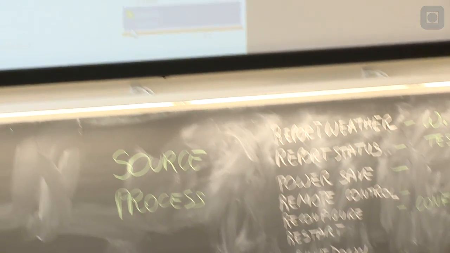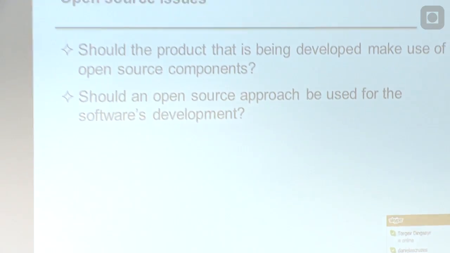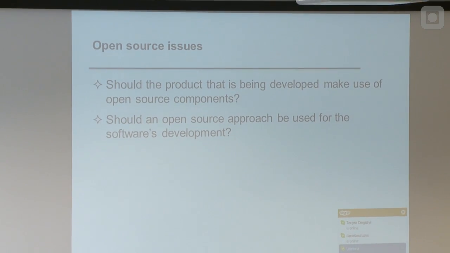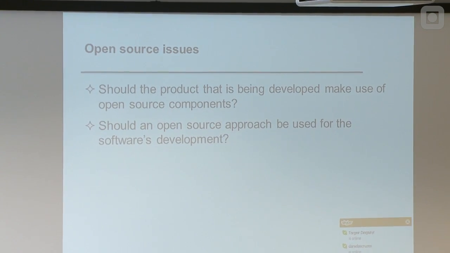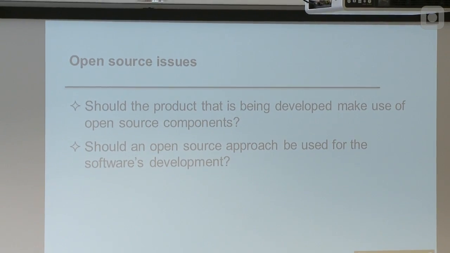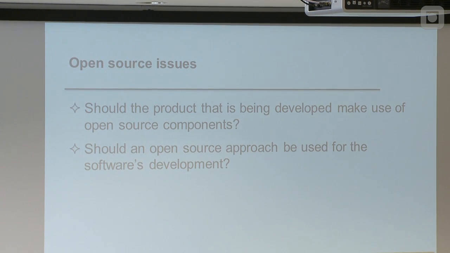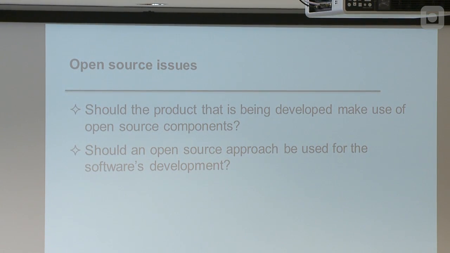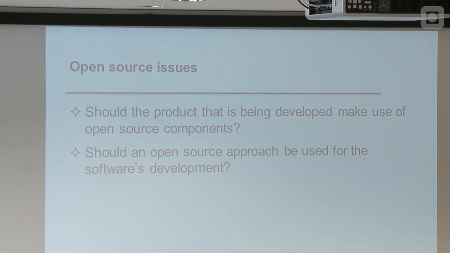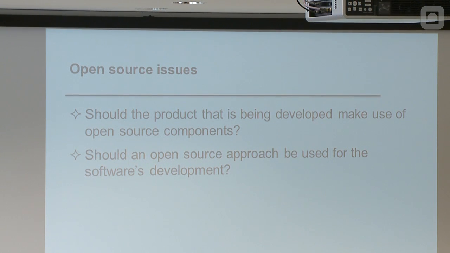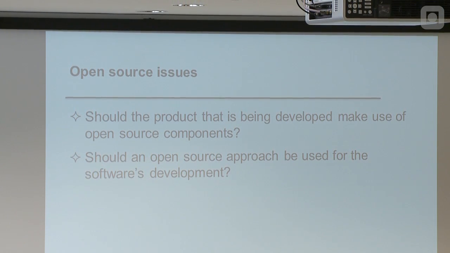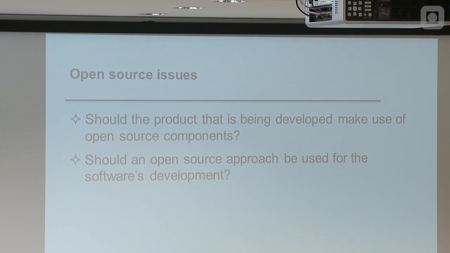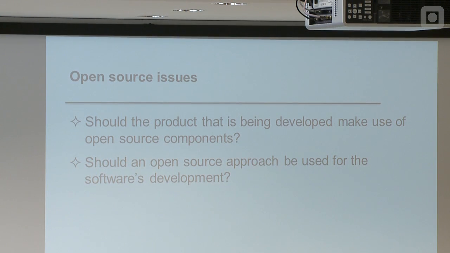In between, there are several levels, because many users don't contribute, in fact, with code. They contribute with documentation, they contribute with translation, they contribute with error descriptions, and so on. So the important questions, and I meet a lot of ignorance in my life around open source, are: should the project that is being developed make use of open source components?